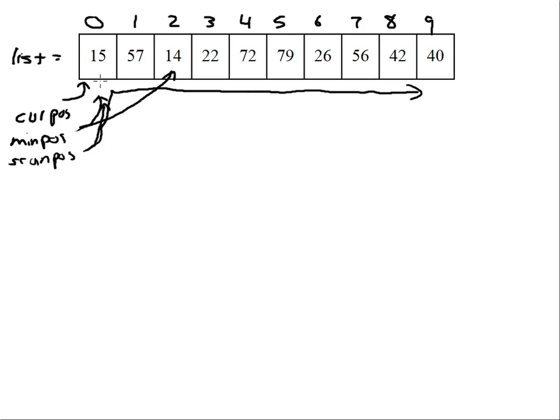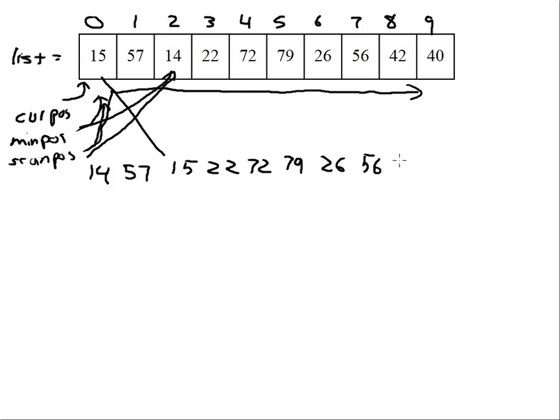So what happens next is that we swap the 15 and the 14. Basically, our current position along with the min position. So we've got 14 here, the 57 carries down, 15, 22, 72, 79, and so forth.